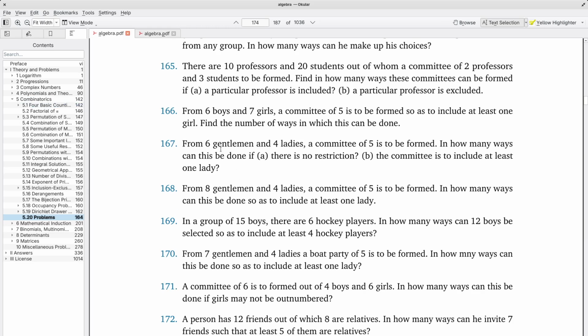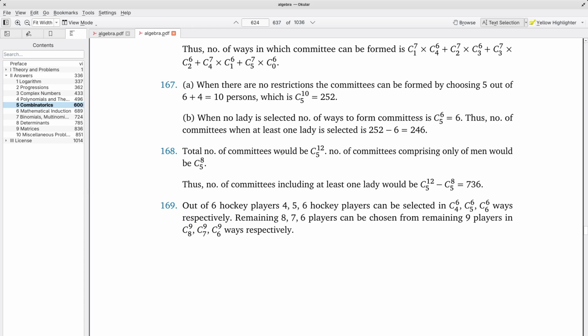Question 167 says that from 6 gentlemen and 4 ladies, a committee of 5 is to be formed. In how many ways can this be done if there is no restriction, and if the committee is to include at least one lady? When there are no restrictions, the committee can be formed by choosing 5 out of 10 persons, that is 10C5 or 252. When no lady is selected, the number of ways of forming the committee is 6C5, that is 6. The number of committees where at least one lady is selected is 252 minus 6, which is 246.